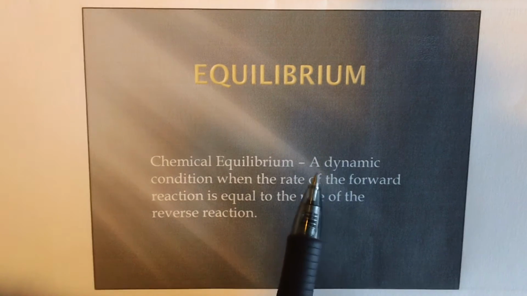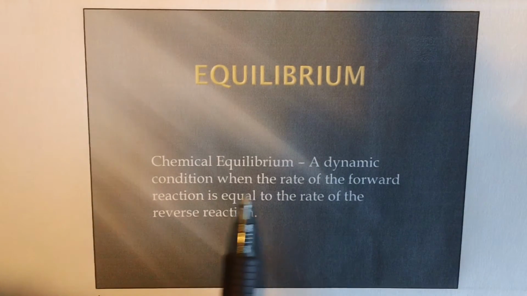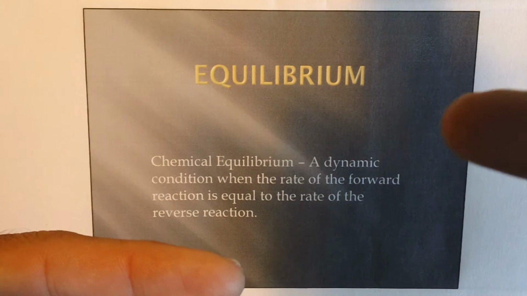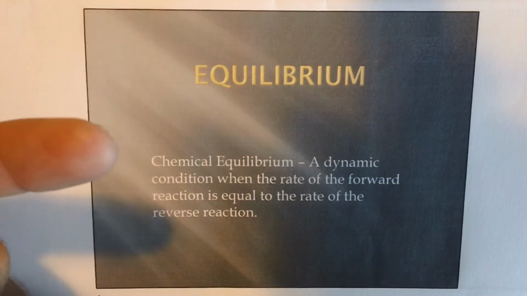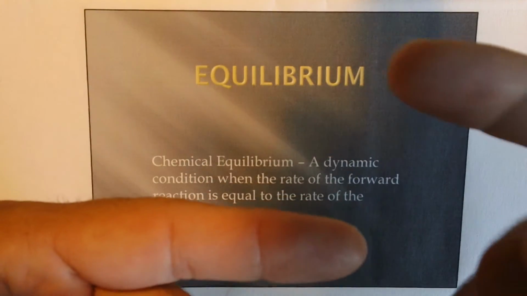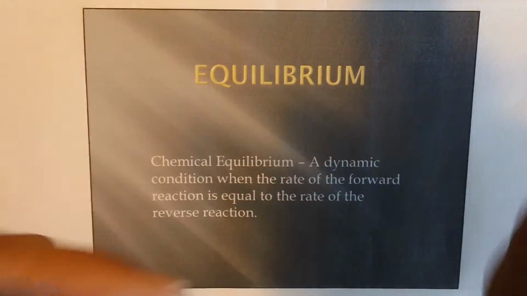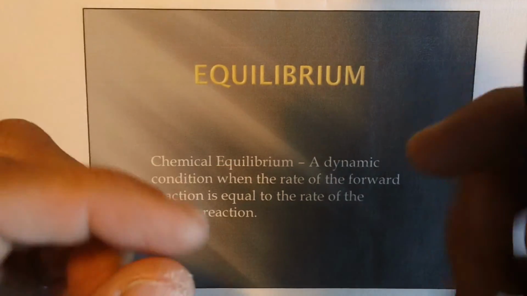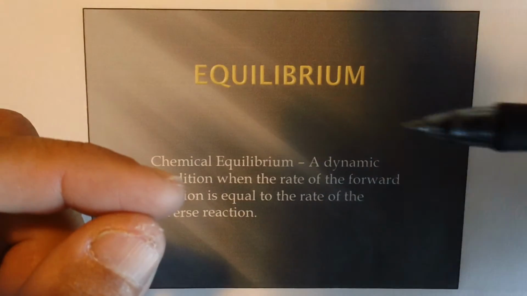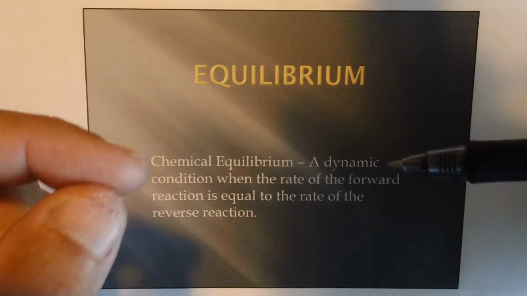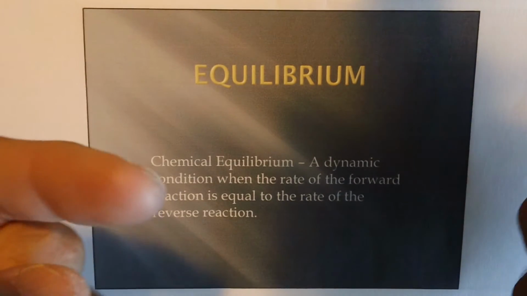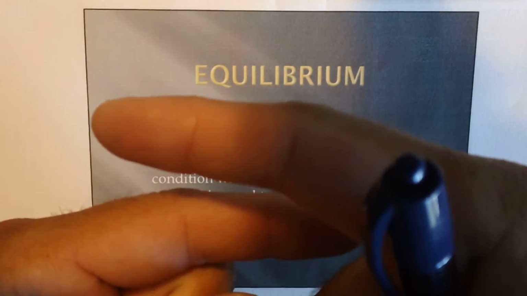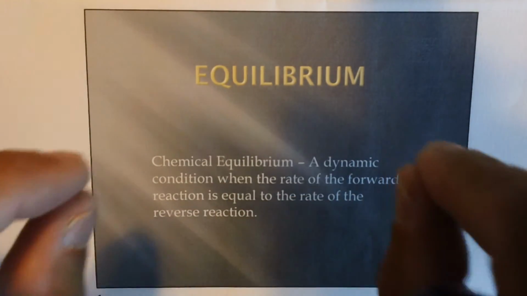Chemical equilibrium is a dynamic condition where the rate of the forward reaction is equivalent to the rate of the reverse reaction. So reactants are turning into products at the same rate as products are turning into reactants. So it ends up in this spot looking as if nothing's going on because the amount of reactants and the amount of products stay the same. But it's a dynamic condition in the fact that these guys are moving that way at the same rate these guys are moving that way, and so the reactant and product quantities are the same.